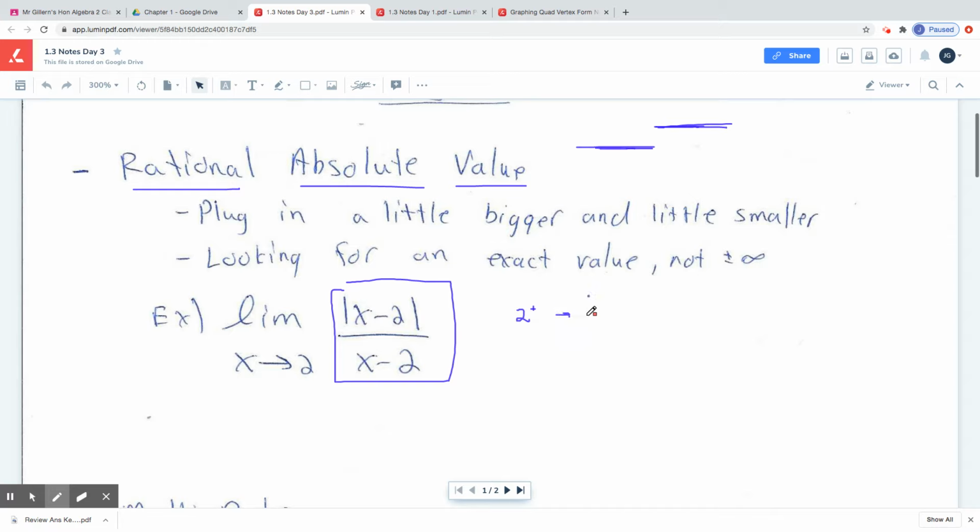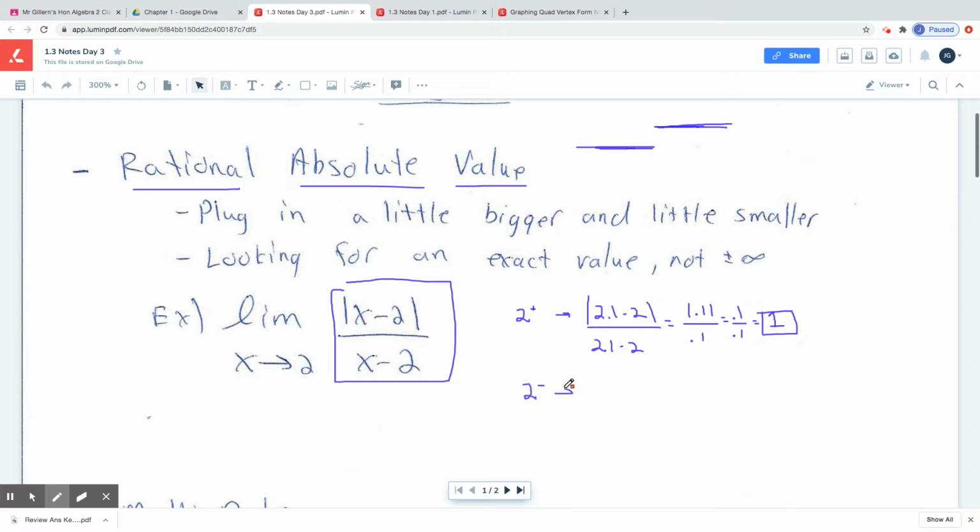We're going to do 2.1. So the absolute value of 2.1 minus 2, over 2.1 minus 2. All right. So 2.1 minus 2 is going to be 0.1. So the absolute value of 0.1 over 0.1 is 0.1 over 0.1, which is just 1. So I care about the value. I don't care about just that it's positive. All right. I'm looking for an actual number here.